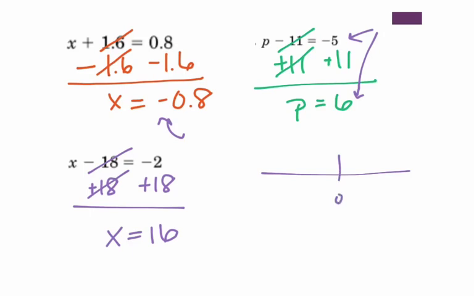Now, if I'm at negative 5 and I add 11 to that, I'm going to end at positive 6. So here's my number line, 0. I'm going down to negative 5. Then I'm going to add a positive 11. So where am I going to end up at? Up here at positive 6. And then the last one, I add 18 to both sides. That'd be the inverse operation. Negative 2 plus 18 is 16.